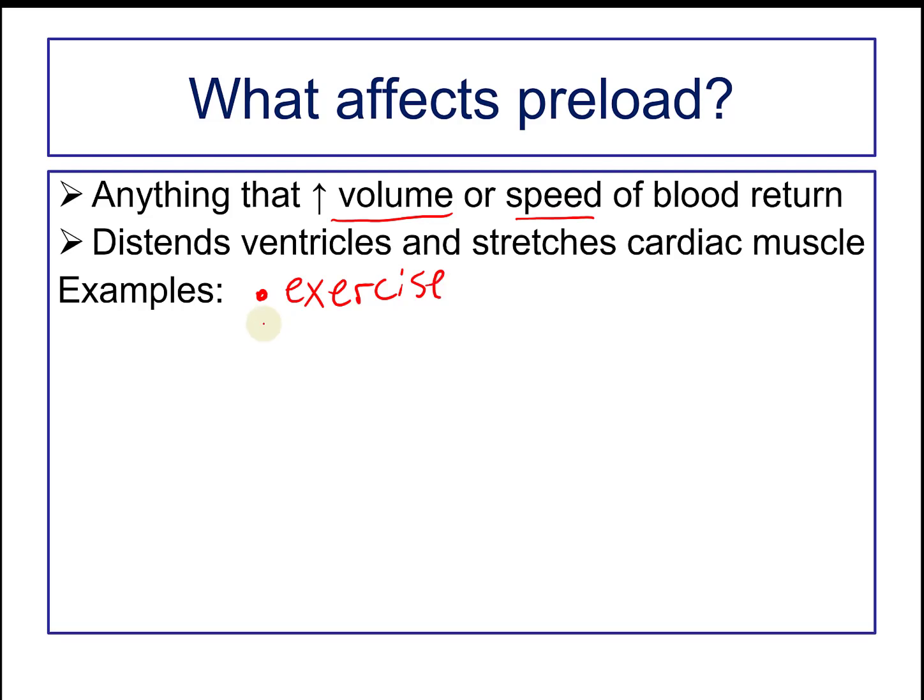What else? Well, remember we said you should increase the volume. Well, in order to do that, you want to lower your heart rate. If you lower your heart rate, it gives the ventricles more time to fill before they have to contract, and that will stretch them. So think of things like yoga or meditation.